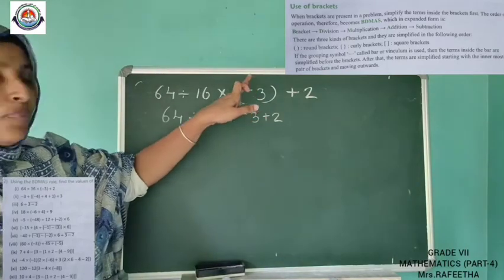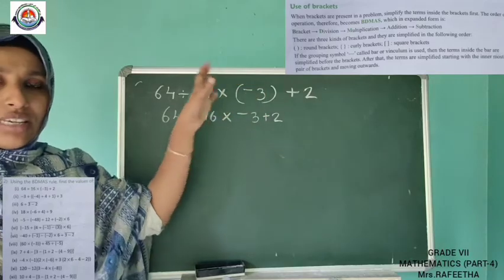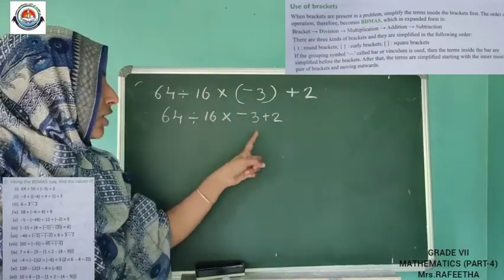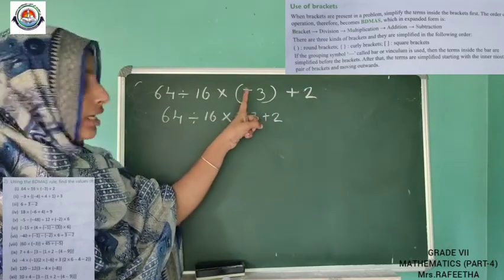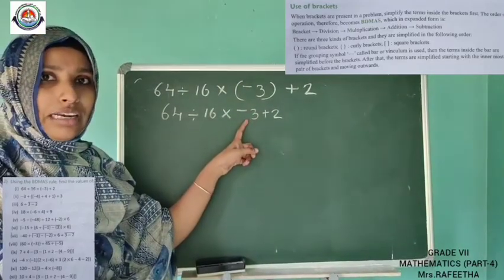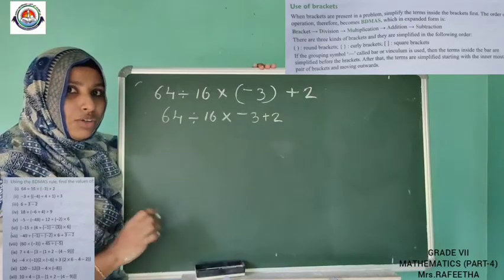Suppose any addition, subtraction, multiplication or any such kind of operations is there inside the bracket, you want to solve that first, then only you want to write that here. Okay, here no other operations are there, only minus 3 is there. That is why I wrote that minus 3 directly here. Okay, so bracket over.